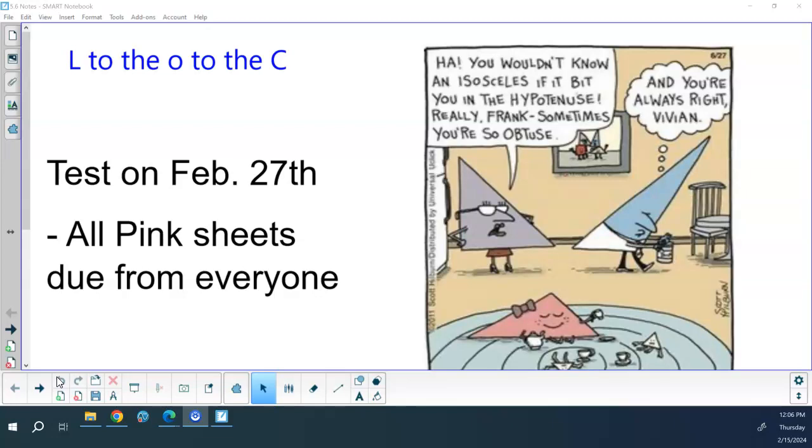Then you also got a ginormous packet that has a worksheet for 5.5 to 5.6. It's got a worksheet for 5.3 to 5.6, and it's got a review worksheet for the test on the 27th. All 4 of those are going to be due because they're all on pink paper. Pink is the favorite color this particular unit. All due on the 27th.